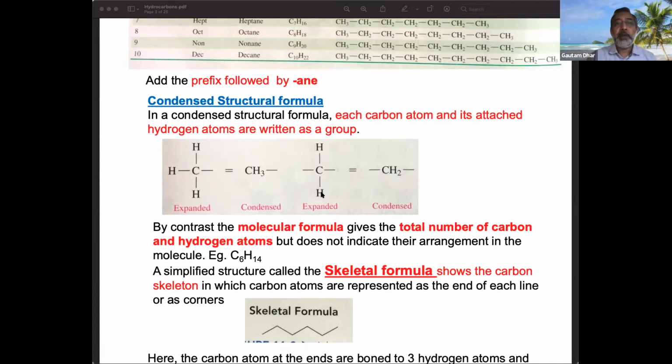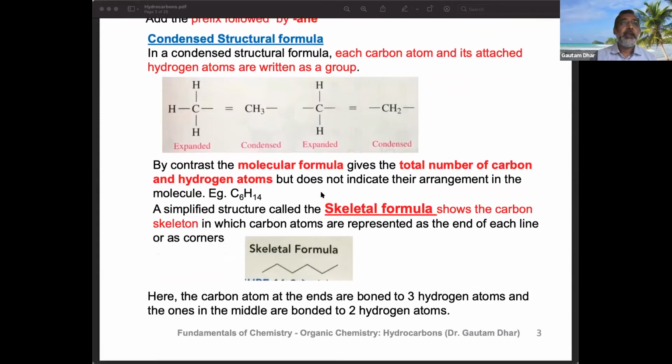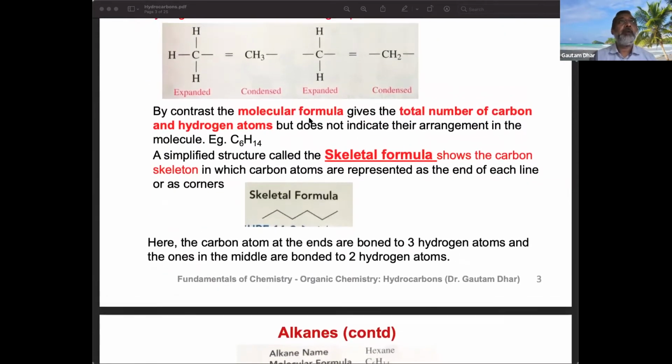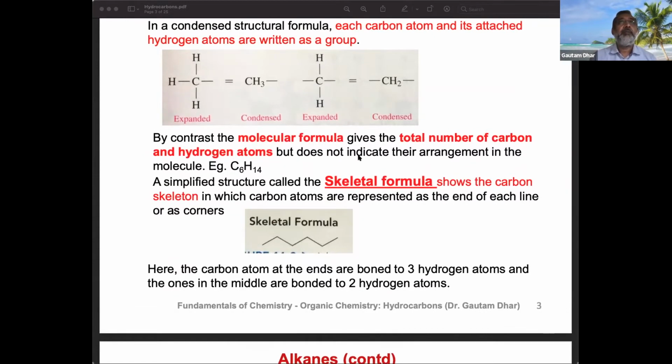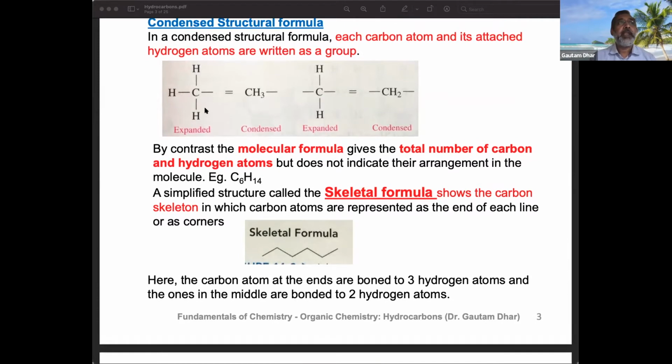So in organic chemistry, whenever you think of formulas, there must be some kind of linkages that must be shown. If you look at the molecular formula of the C6H4, so this is like a long molecule. This figure above, where you can see the carbon attached to three hydrogens individually, and you can see the bonds, is called the expanded formula. Now you can condense this moiety, that part, as a CH3.